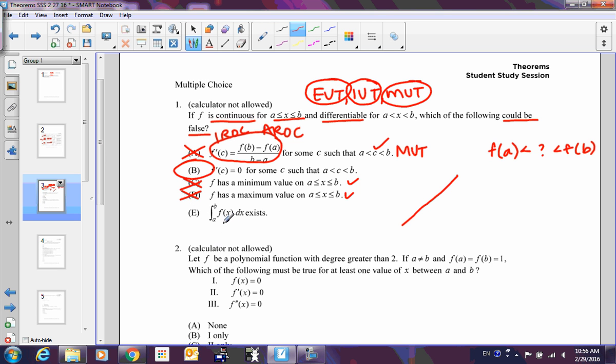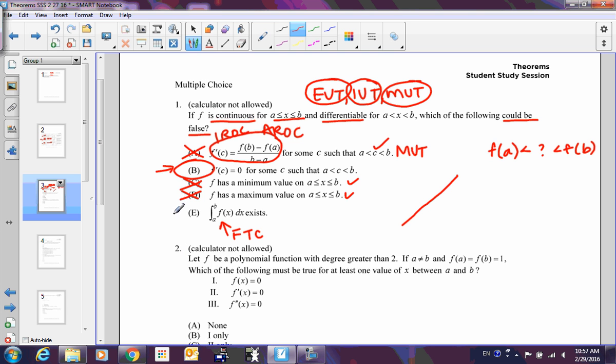Okay, what E has to do with is basically the fundamental theorem of calculus. Does the integral exist? You might want to pick this one, and I can understand why, because it's the kind of odd man out. But B, we know for sure, could be false.